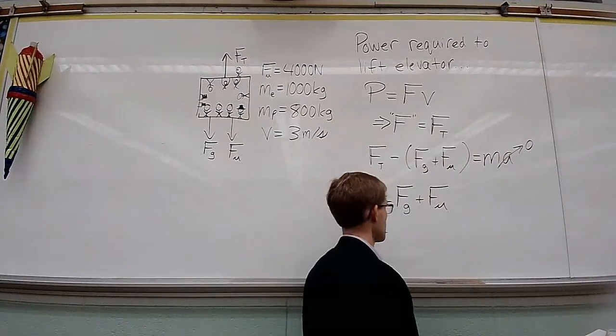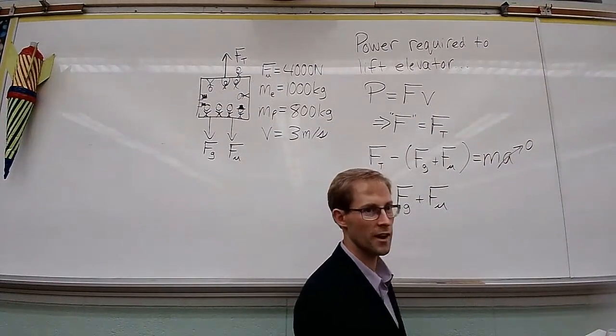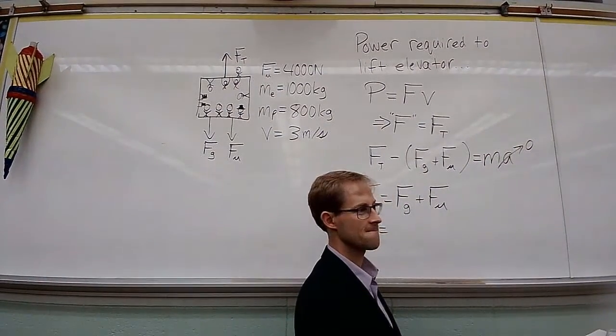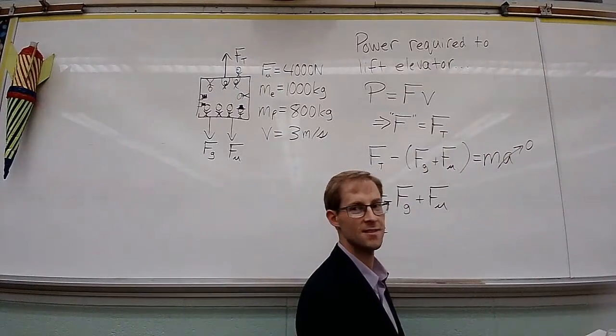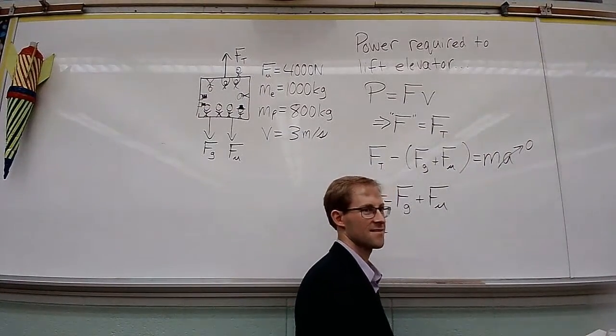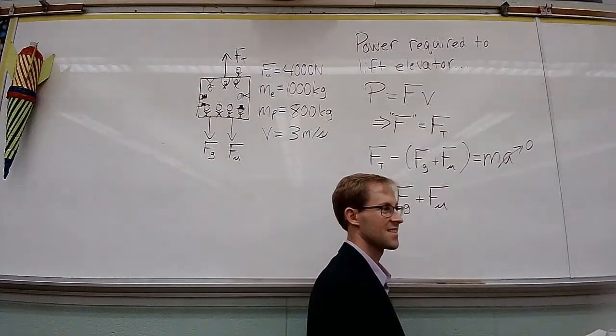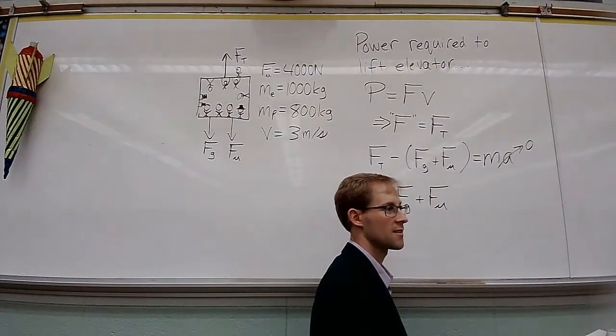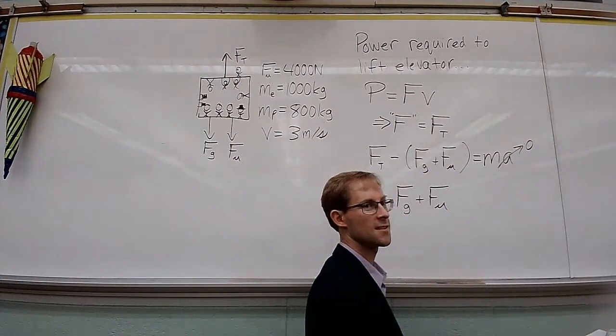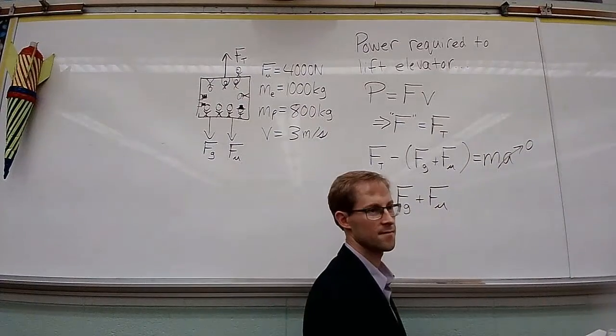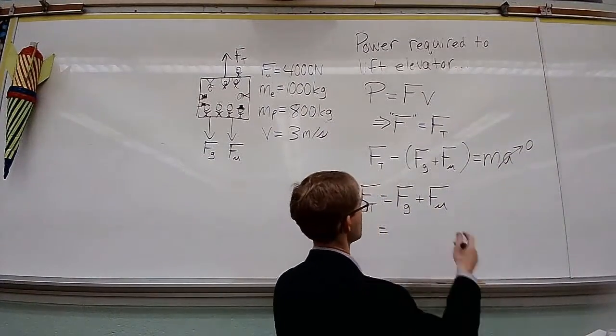How do I find my force of gravity here? Mass times g, the total sum of the mass. Wait, are we including people in the elevator at this time? Yes, the whole thing. You have to add the mass of the elevator and the mass of the people, and make sure you're adding all that together.